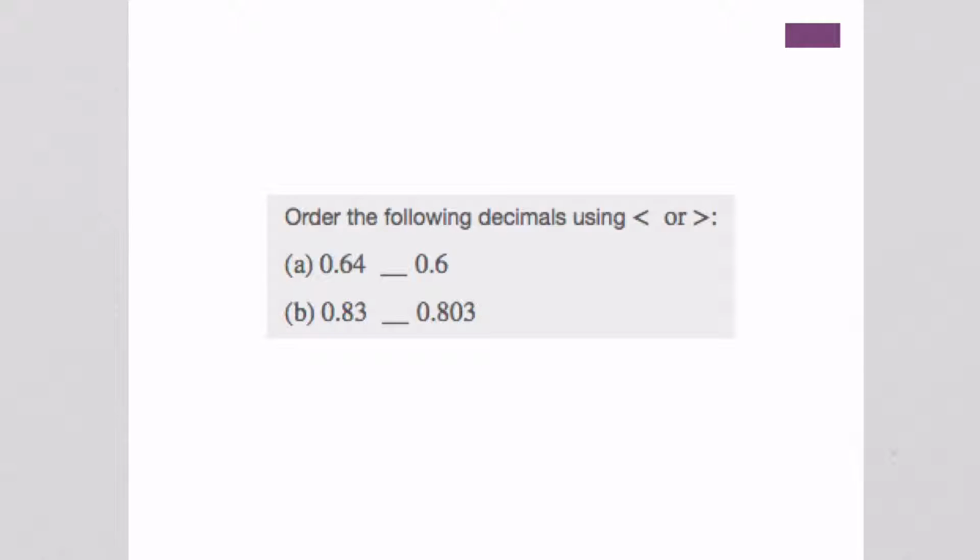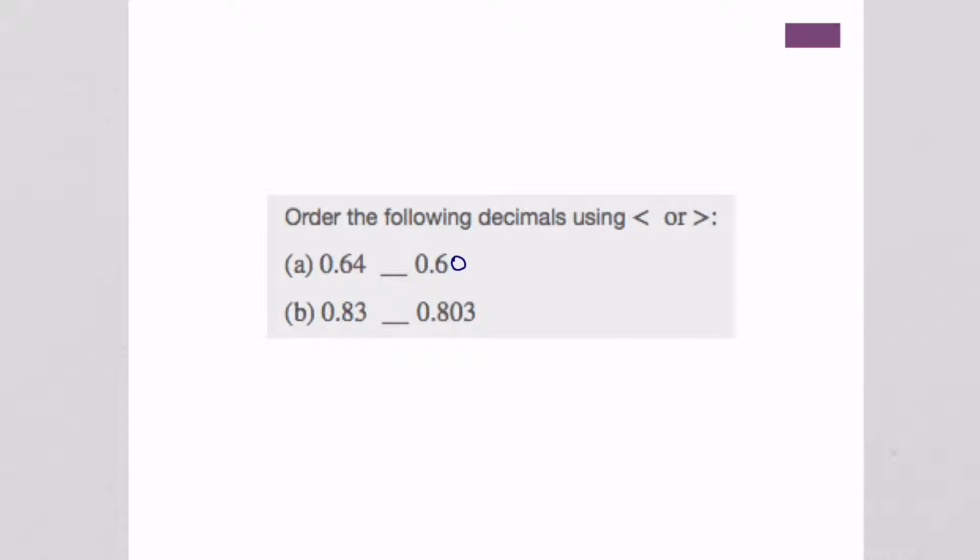Okay, whenever you're asked to order decimals, what you want is you want the decimals to have the same number of decimal places. And if they don't, just put zeros in order to have them have the same number of decimals. So on this problem right here, if I'm looking at part A, I've got 0.64 and I've got 0.6. I'm going to put a 0 right here after that 0.6.